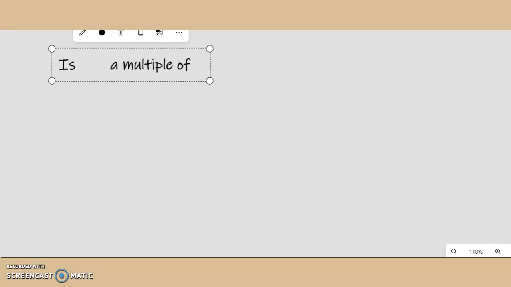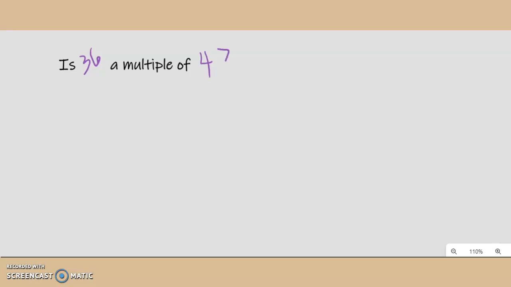We are going to be looking at finding a multiple. We're going to be trying to find out, is a number, I'll give you a number. For example, I'll give you the number 36. And I'm going to ask you, is 36 a multiple of 4? Okay, so that's the question.